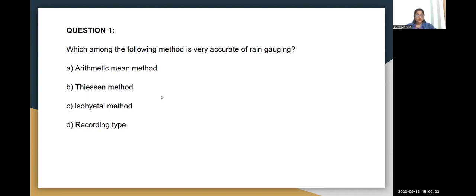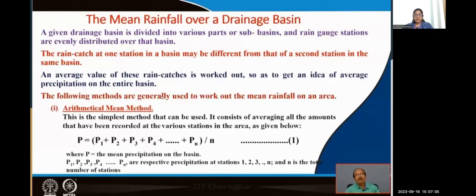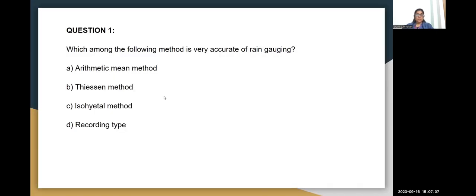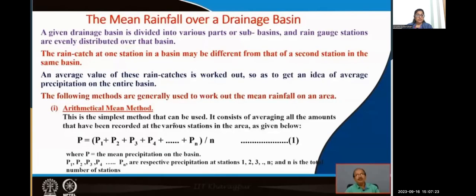Okay, so moving on. Let's see what all are these methods of finding out the mean average rainfall. So here they've mentioned 4 methods: arithmetic mean method, season method, isohydral method, and recording type. So let's see what each of them are, and then we'll see which is the correct answer.